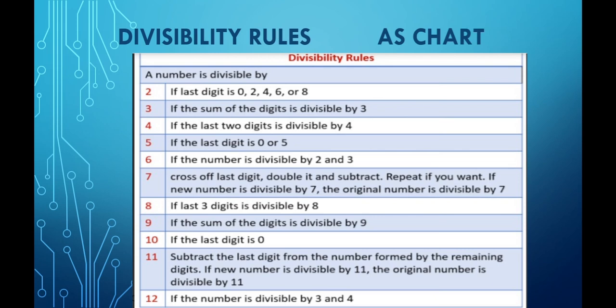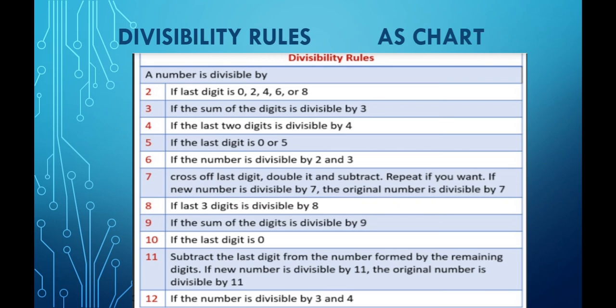What are the criteria? If the last digit is 0, 2, 4, 6 or 8, and the number is an even number, then you can say yes, that number is divisible by 2. Then number 3. If the sum of the digits is divisible by 3, then only you can tell that the given number is divisible by 3. If the last two digits of your given number are divisible by 4, then only you can say that the given number is divisible by 4, and if the last two digits are not divisible by 4, then the entire given number is also not divisible by 4.